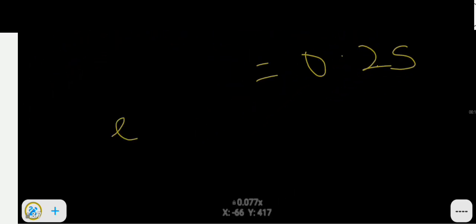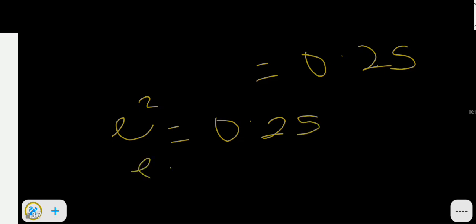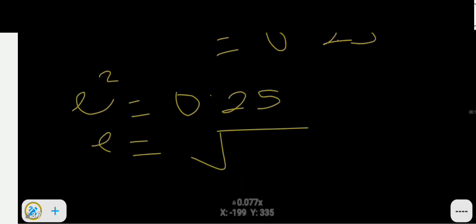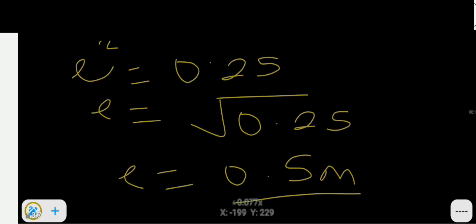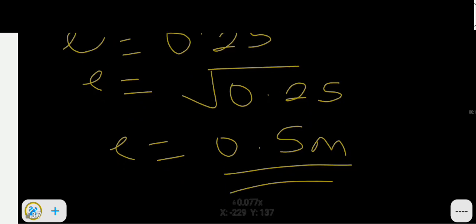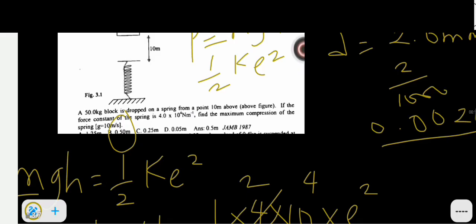So that means my e squared is 0.25. So my e will be the square root of 0.25, so my e will be 0.5 meters. So the extension, the maximum compression, is 0.5. So the answer is option B, 0.5.